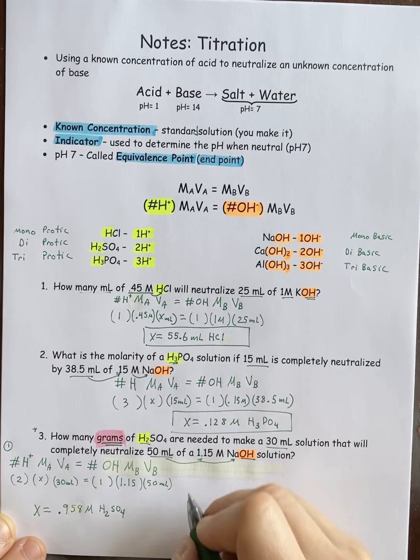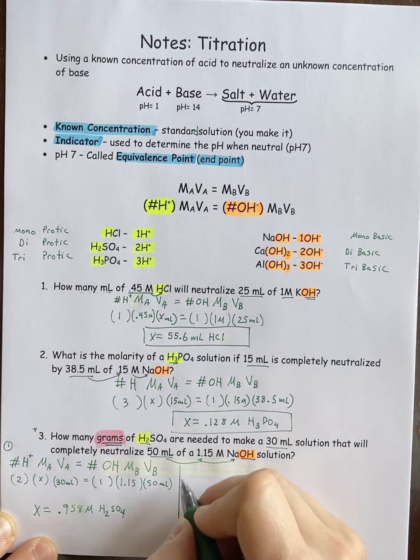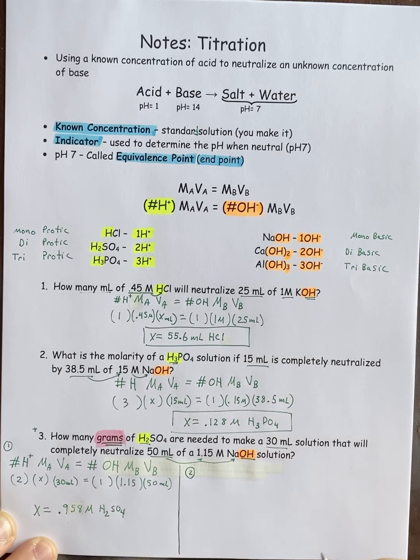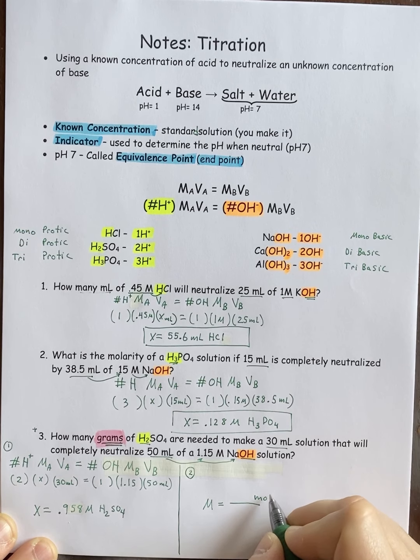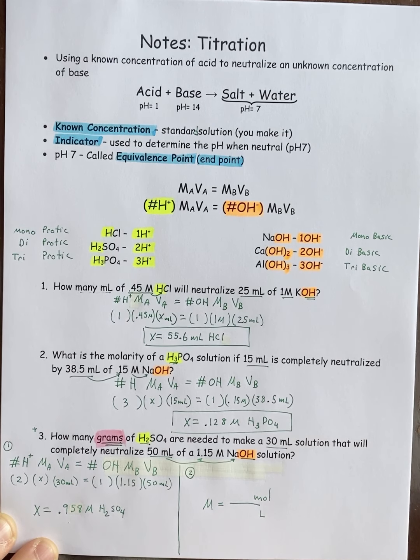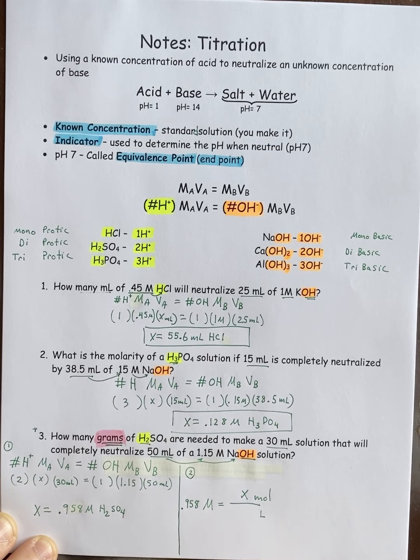So there's my first answer. Obviously not my real answer because they want grams. I still don't have grams. Next step. We know the molarity formula is moles over liters. My molarity is 0.958. I want to know how many moles it would be. Still not the answer though, but it's a step closer.